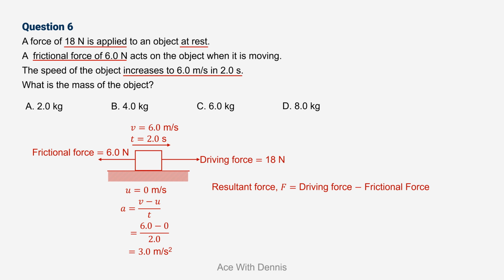Now the next thing we need to do is we form this formula. The resultant force F is equal to the driving force minus the frictional force, and resultant force F also equals to ma. Hence, the equation becomes ma equals 18 minus 6, because driving force is 18 newtons and frictional force is 6 newtons. Also, the acceleration is 3. Hence, the mass will be 4 kilograms. So the answer will be B, 4.0 kilograms.